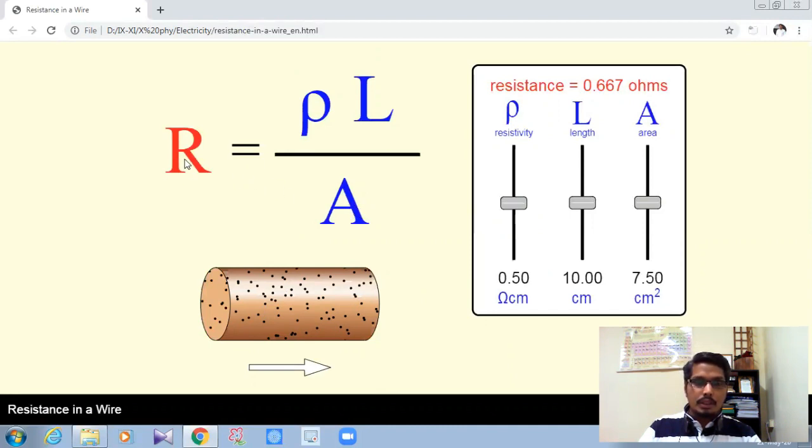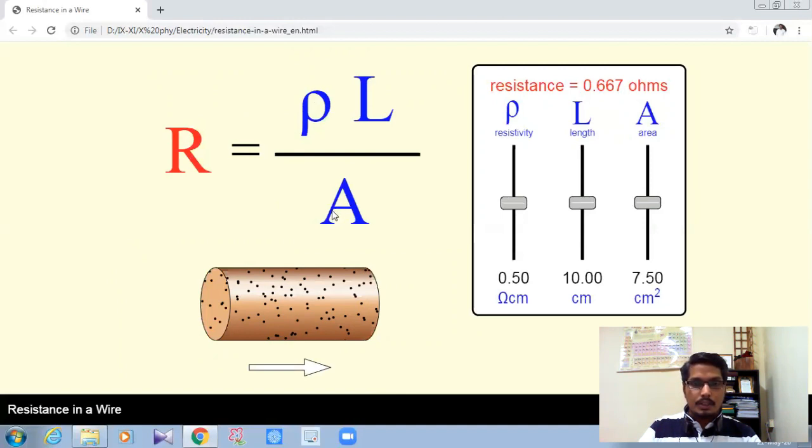Now here, the equation to find the resistance of a conductor at a given temperature, R is equal to rho into L by A, which shows that R is directly proportional to the resistivity, as well as it is directly proportional to the length of the conductor, and it is inversely proportional to the area of cross section of the conductor.